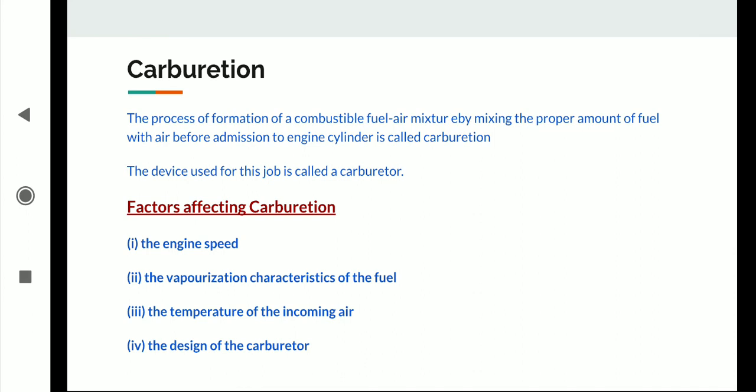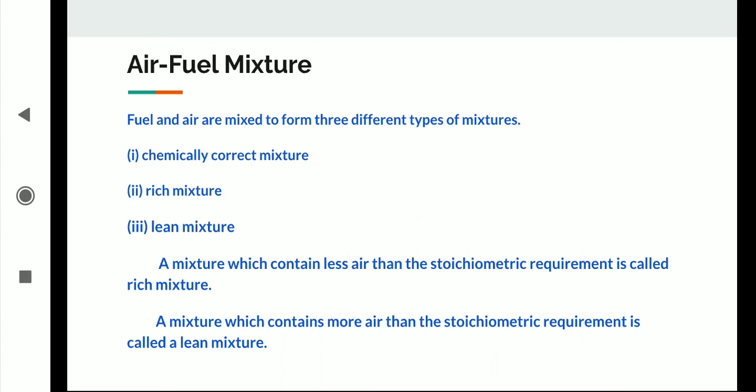Factors affecting carburation. The factors that affect carburation are the engine speed, the vaporization characteristics of the fuel, the temperature of the incoming air, and the design of the carburetor. Air-fuel mixture. Fuel and air are mixed in three different types of mixture, which are chemically correct mixture, rich mixture, and lean mixture. The mixture which contains less air than the stoichiometric requirement is called a rich mixture. The mixture which contains more air than the stoichiometric requirement is called a lean mixture.